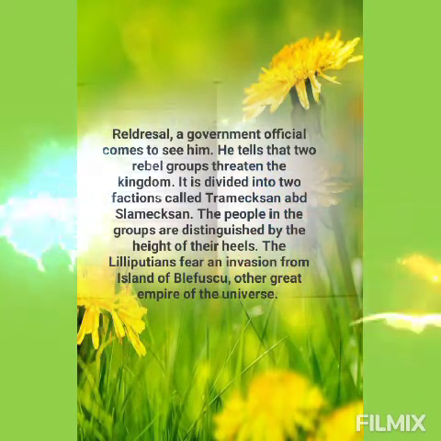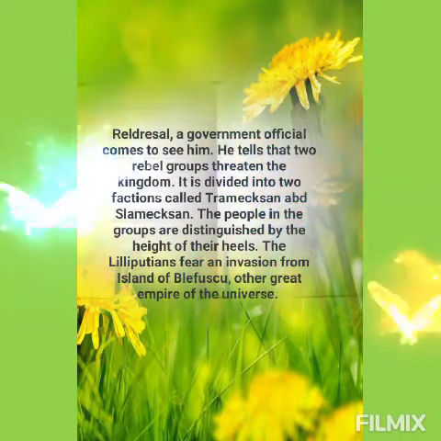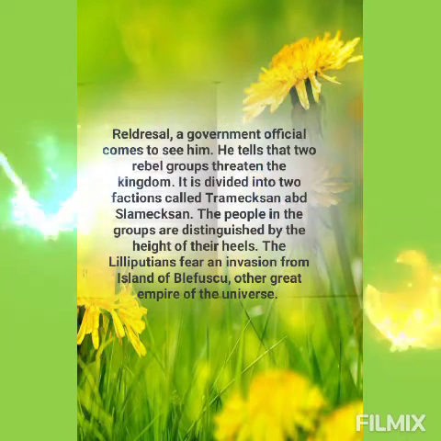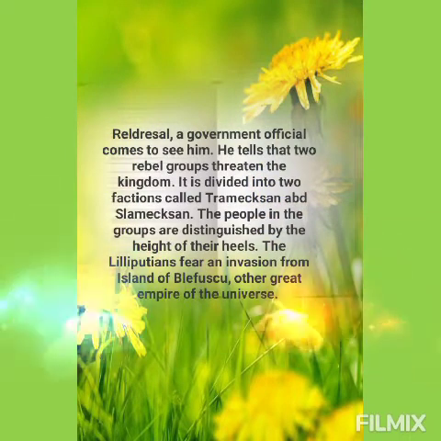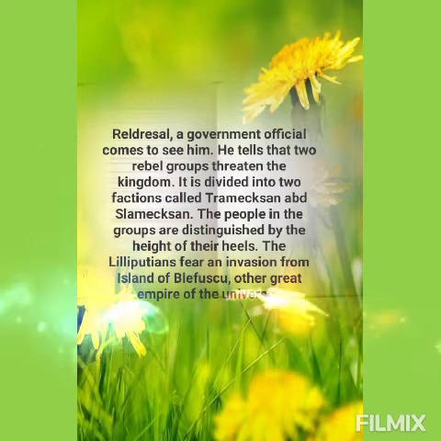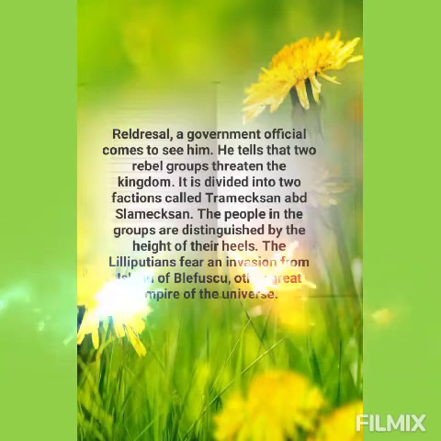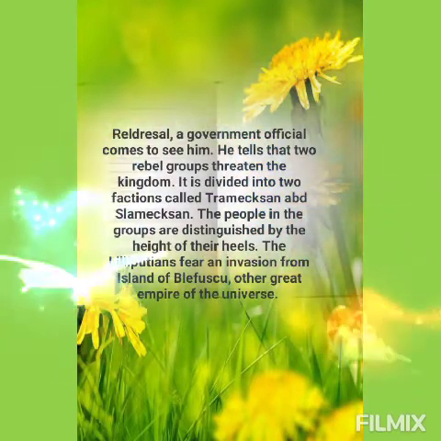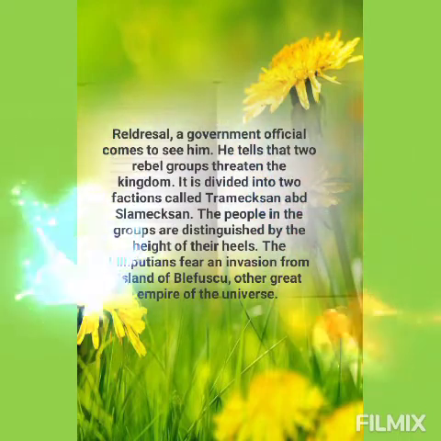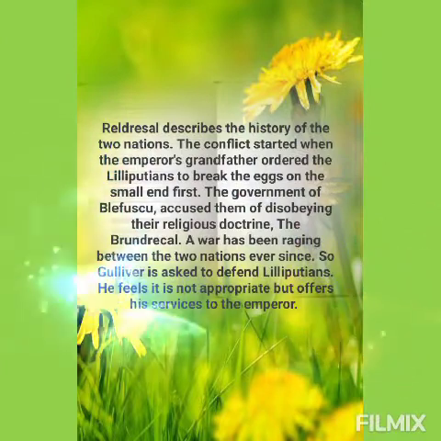Reldresal, a government official, comes to see him. He tells him that two rebel groups threaten the kingdom. It is divided into two factions called Tramecksan and Slamecksan. The people in the groups are distinguished by the height of their heels. The Lilliputians fear an invasion from the island of Blefuscu, the other great empire of the universe.